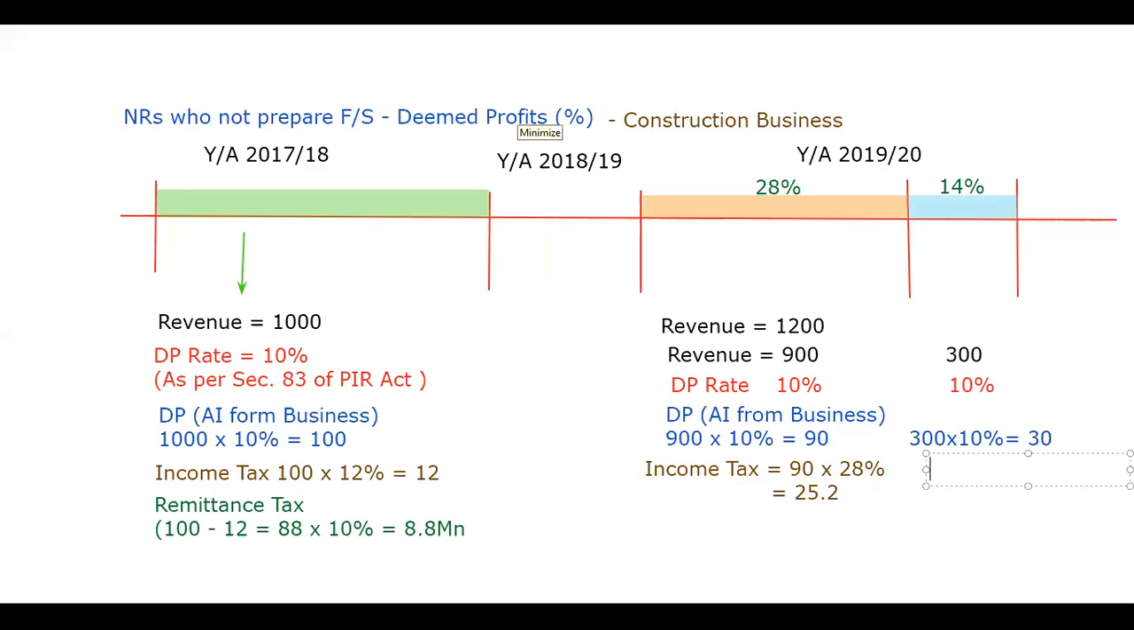Then here, how much is the tax amount? 30 into the income tax rate. Can anyone help me on this? The rate applicable for the 3-month period, based on the new Inland Revenue Act amendment, is 14%. So 30 into 14% is 4.2 million. Yes, they are active students, even though others are sleeping.